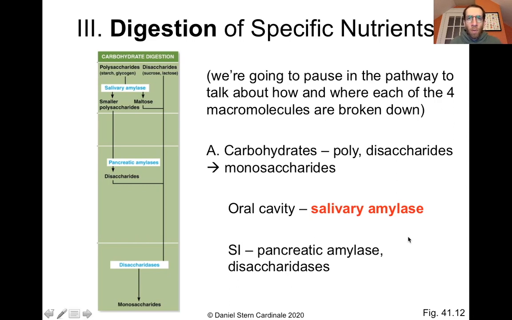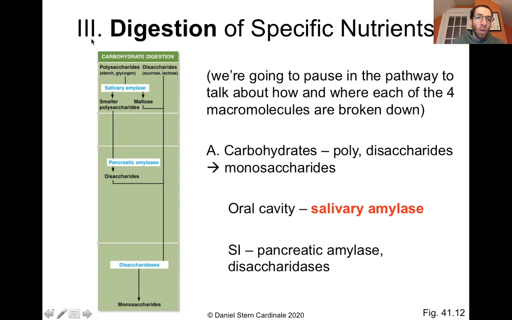Two things I want to note before we get to part B. One, for each of these slides, I'll have some enzymes highlighted. I'll tell you the degree to which you need to know what those enzymes are doing. So for carbohydrates, you need to know that salivary amylases break down carbohydrates not all the way to monosaccharides, but from big polysaccharides to smaller ones and to disaccharides in the mouth. And any enzymes that are not highlighted in red, you're not going to be responsible for those specific things.